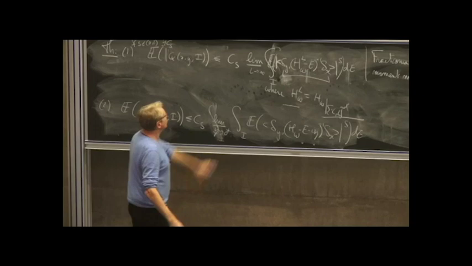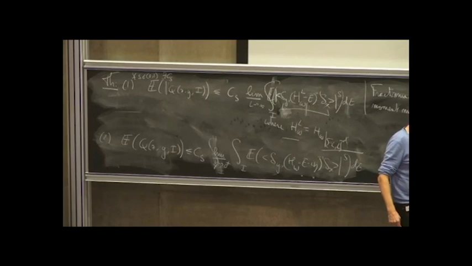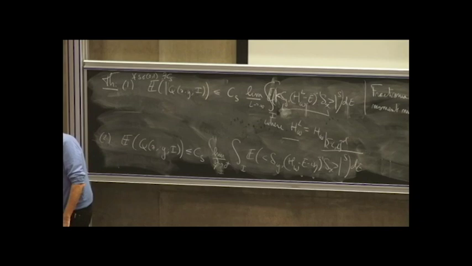But I won't start with this. The first thing I want to do is actually relate this to the estimate I had in the first theorem. How do you use this correlator estimate to obtain the first results?